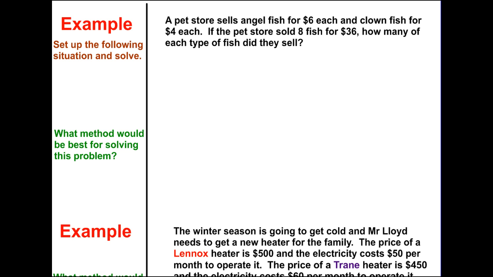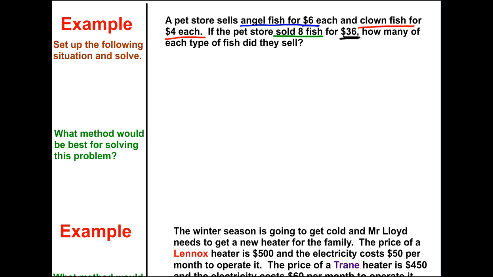Well, first thing we should do is let's underline or get our key stuff. So our angelfish are $6. Our clownfish are $4 each. We also know that we sold 8 fish and we have a total of $36. All of those things are very, very important.